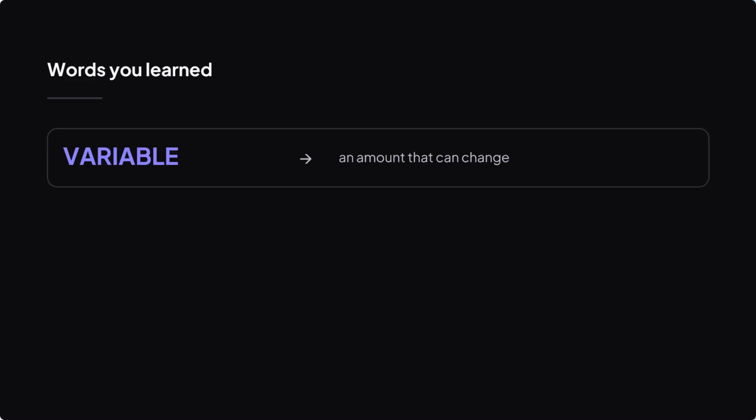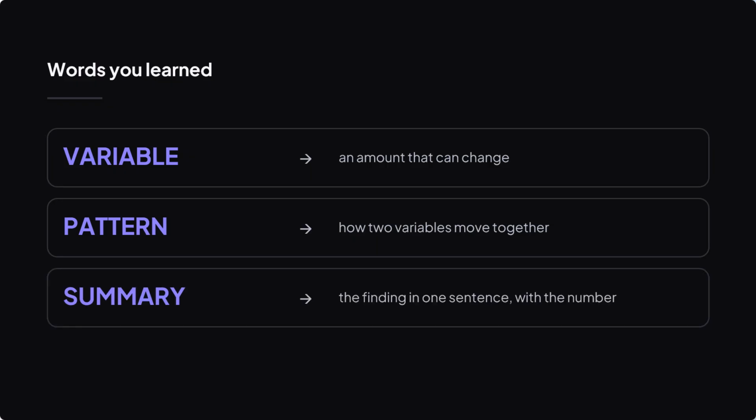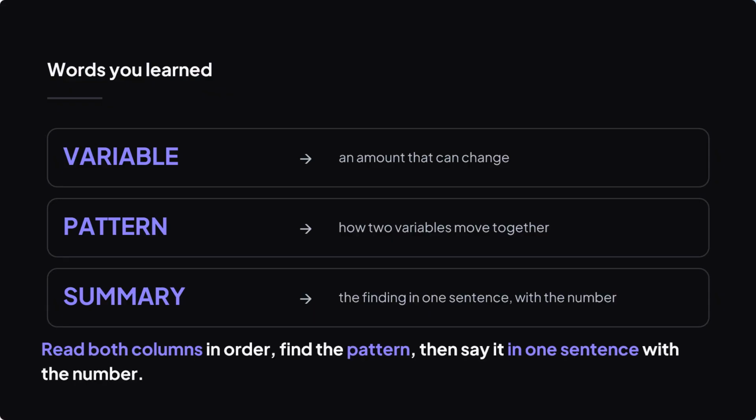Now let's recap the words we've learned. A variable is an amount that can change. A pattern is how 2 variables move together. A summary states the finding in 1 sentence with the number. Read both columns in order, find the pattern, then say it in 1 sentence with the number. That is how your logbook backs the next decision at work.